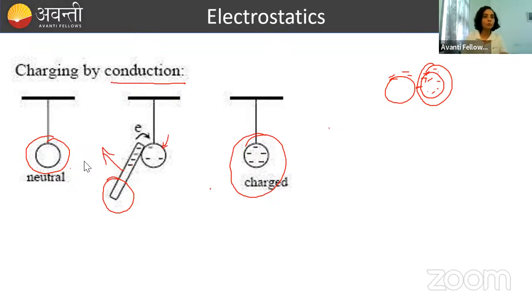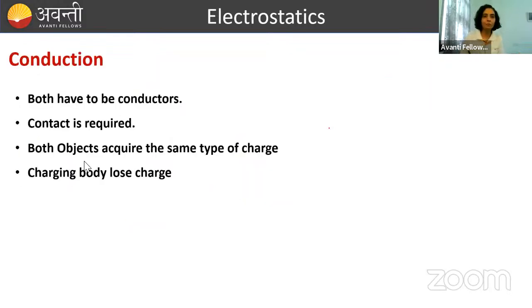So the body which is used to charge is also losing charge. Okay, so this one will lose the charge. Again, the neutral body is getting the same nature of charge as this body. And now this body was having negative charge. So what kind of charge has the neutral body also got? Negative charge. Okay. So these are the summaries.